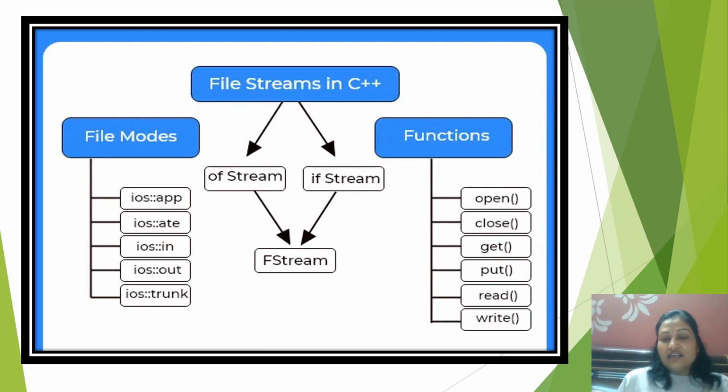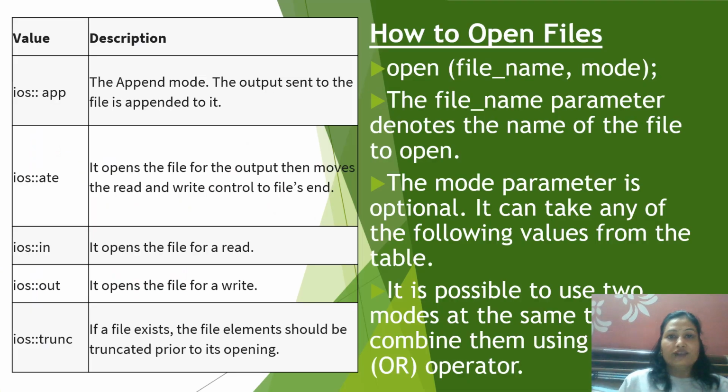On the right hand side, we are showing the functions that we can perform on a file. We can open a file, we can close a file, we can get, meaning we can read a single character from a file, we can put, write a single character to a file, or we can read a whole line from a file, and we can write some data to a file.